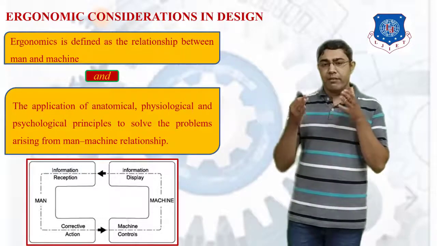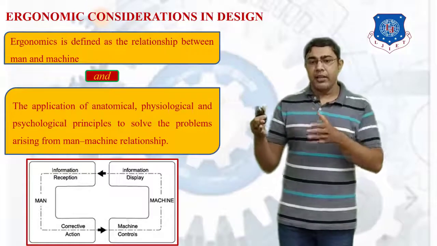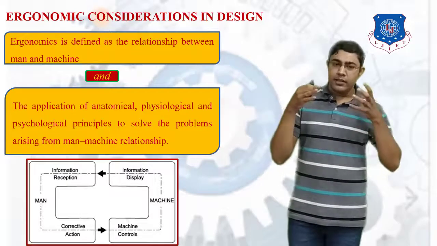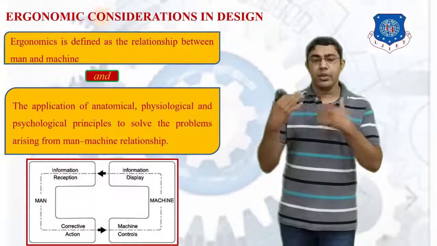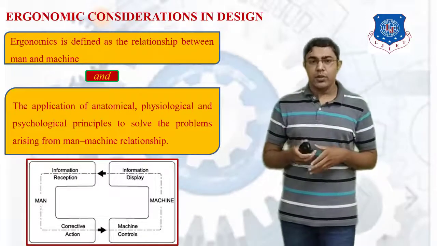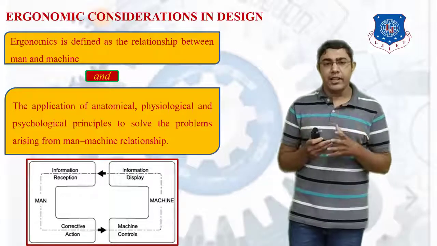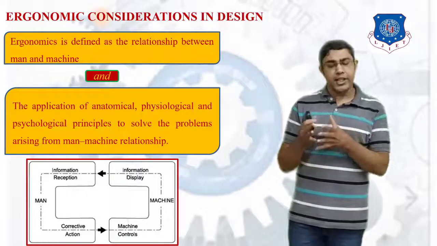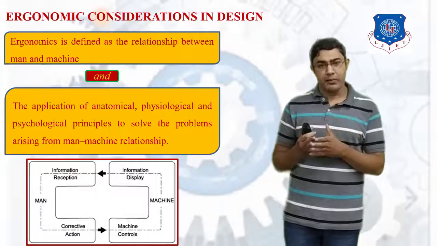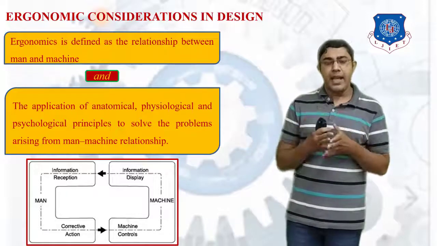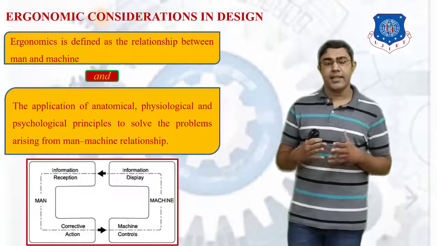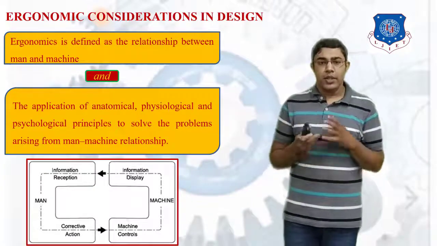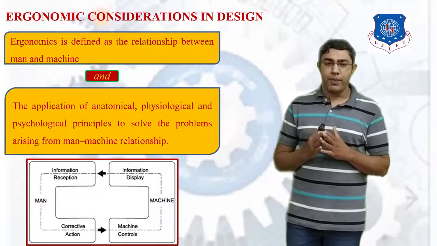For example, if you have to design a chair, then you have to consider the comfort of the person sitting when you design the chair. So in these lectures we learned the basic heat treatment process, what the heat treatment process is, BIS standard designations, and the ergonomic considerations in design. So in these lectures we learned these three topics. Thank you.